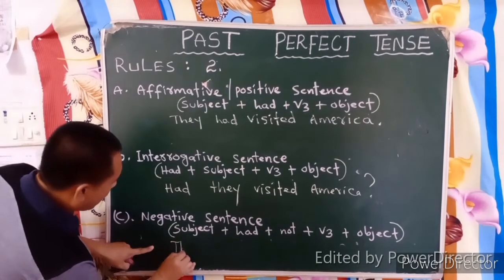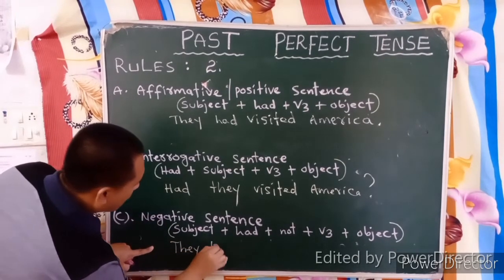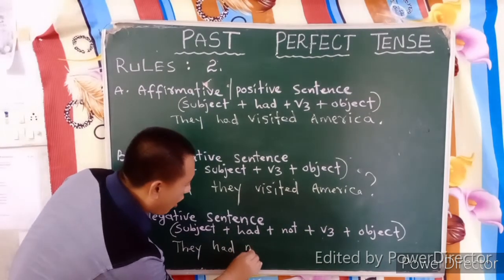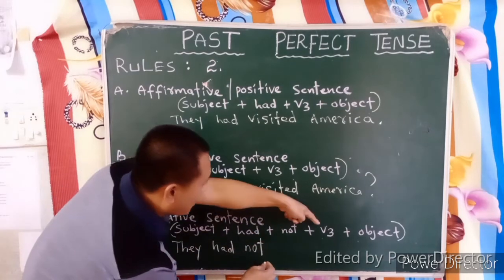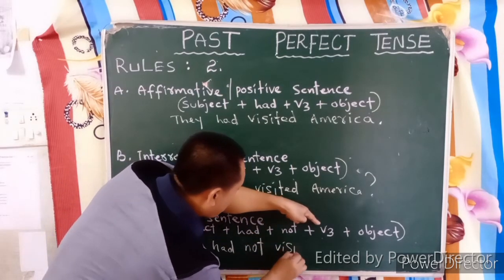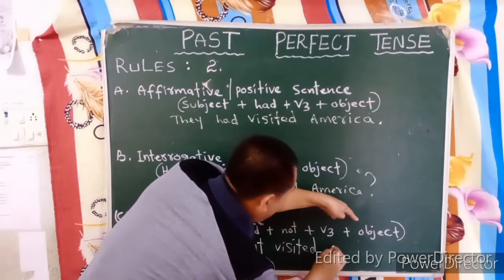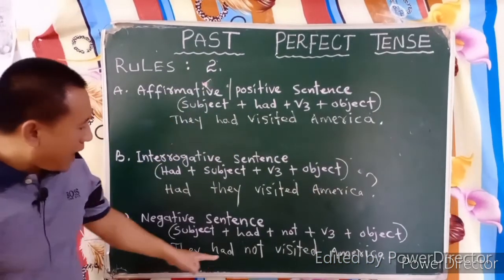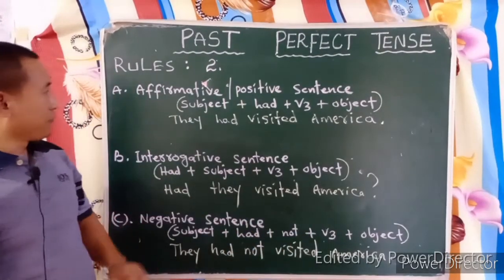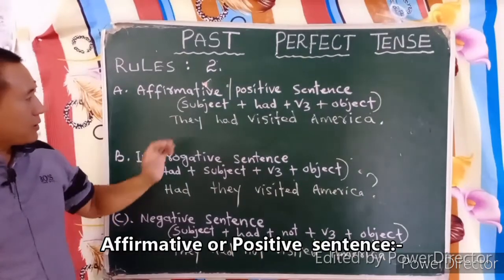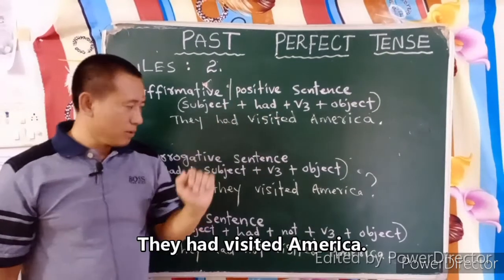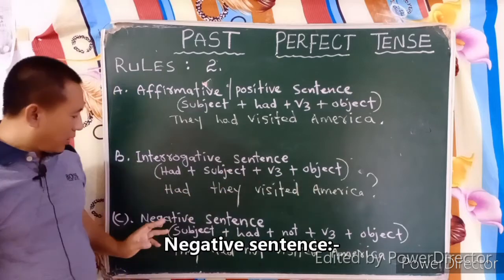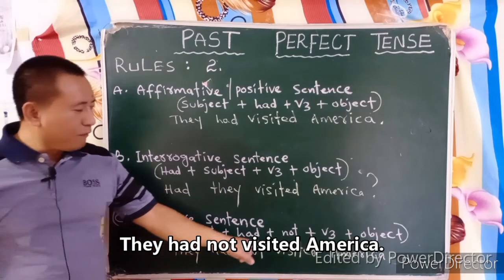Negative sentence: subject, they had not visited America. They had not visited America. Affirmative or positive sentence: they had visited America. Interrogative sentence: had they visited America? Negative sentence: they had not visited America.